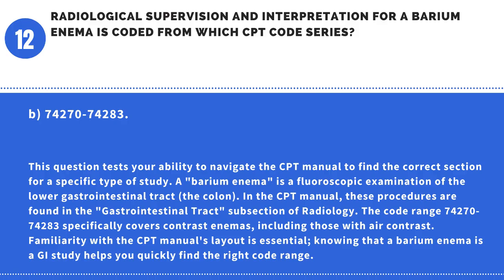The code range 74270 to 74283 specifically covers contrast enemas, including those with air contrast. Familiarity with the CPT manual's layout is essential. Knowing that a barium enema is a GI study helps you quickly find the right code range.